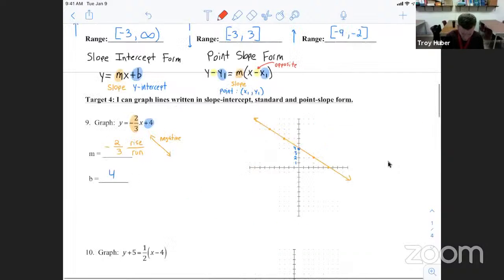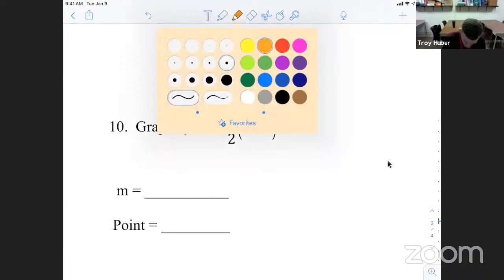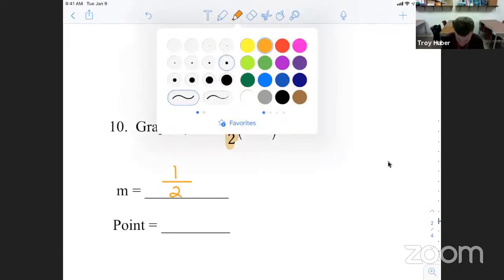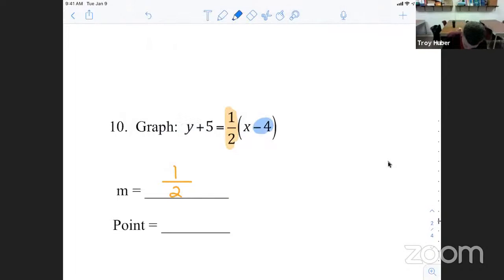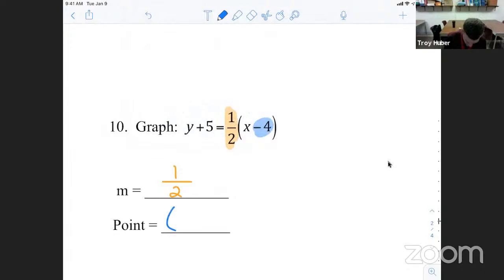All right, so here's our example. Again, we said slope comes before that parenthesis. So in this one, our slope would be that positive 1/2. So I'm going to say slope 1/2. And our point is going to be the opposite of that -4, so that would be a positive 4. And then the opposite of this plus 5, so that would be a negative 5.